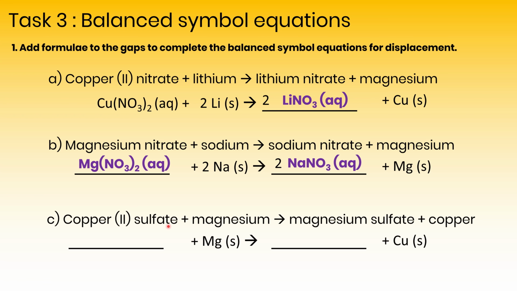Next up, copper 2 sulfate. Copper 2 means it's 2 plus charged, and the sulfate is always 2 minus charged, so those two work together in a 1-to-1 ratio, 1 copper for every 1 sulfate. Magnesium sulfate is much the same, because magnesium is a 2 plus ion and sulfate is a 2 minus ion, so we get MgSO4.